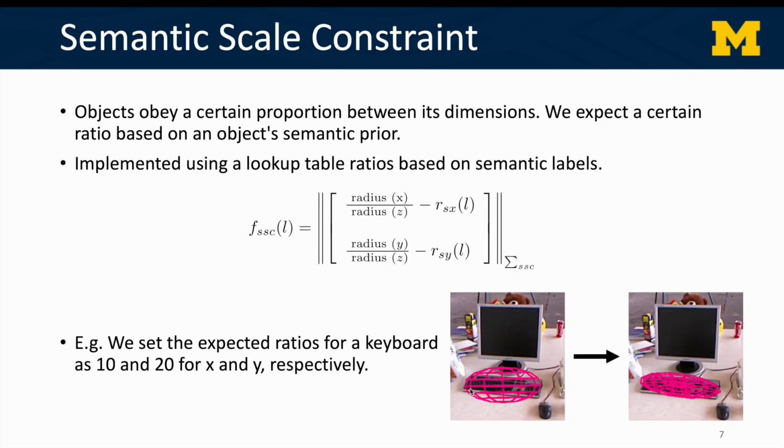We can obtain information about an object's category from the input image. Objects display particular proportional relationships between their dimensions, which can be predicted based on an object's semantic prior. We use a lookup table with ratios corresponding to different semantic labels. For example, for a keyboard, we set the expected ratios for its x and y dimensions to be 10 and 20. The following 2 images show the results before and after applying semantic scale constraint. As can be seen, it effectively corrects the shape of the keyboard.